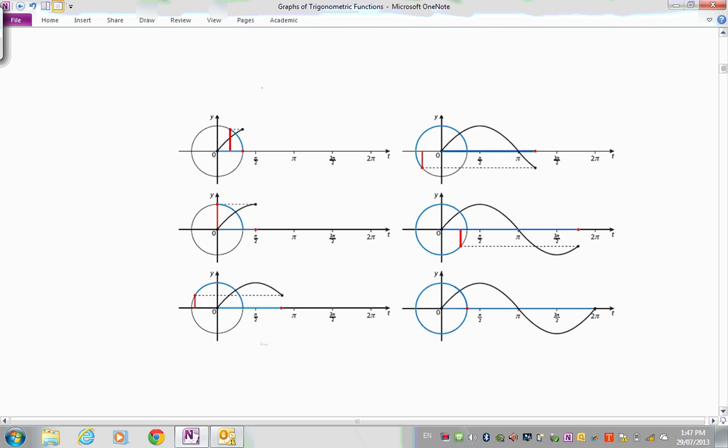Here we are. Let's draw the graph of sine. So the sine graph, what we're trying to do is to measure the y value here of points going around. So you're going to start off low at 0 here, 0.